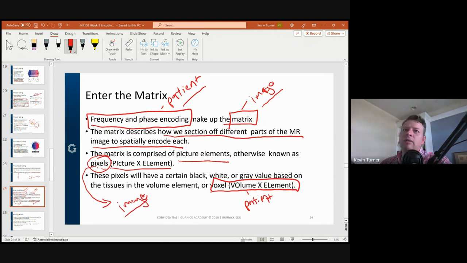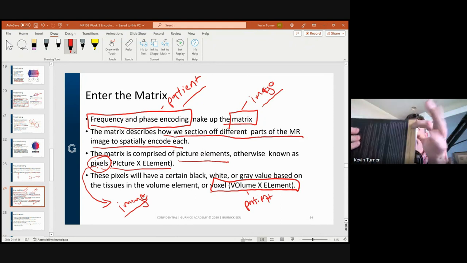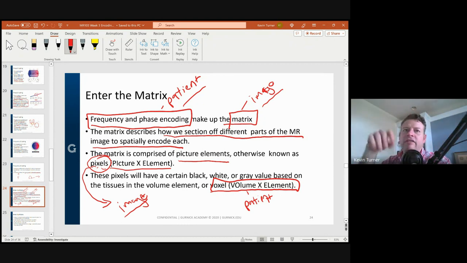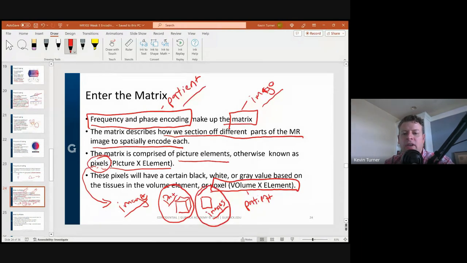What a voxel is, if we take our slice and we cut it up into different cubes, then each one of those cubes is a voxel. And each voxel then becomes a pixel on the image. A voxel is a three-dimensional element. It is a cube. Whereas a pixel is a two-dimensional element, it is a square. Once again, patients are three-dimensional, images are two-dimensional. We create voxels with encoding inside of the patient, and that directly relates to the pixels on the image. So when my slice gets cut up into a bunch of different voxels, each voxel is then represented on the image as a pixel on the computer screen.